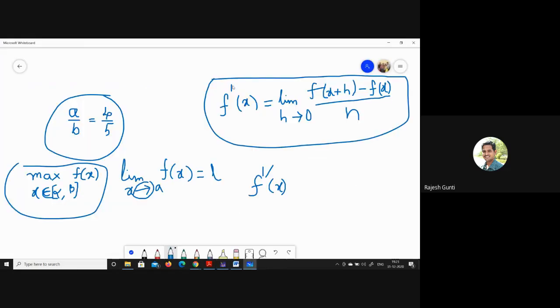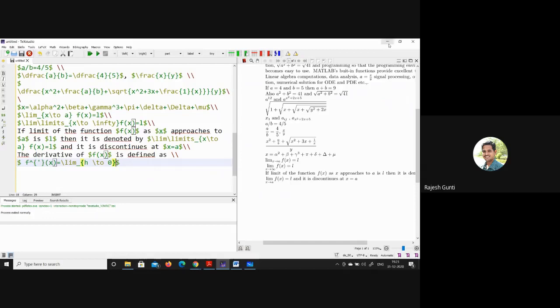I typed up to this one. F dash x is equal to limit h tends to 0. I typed h tends to 0. F of x plus h minus f of x by h. So we have to take dfrac. Okay. F dash x is equal to backslash limit h tends to 0, dfrac f of x plus h minus f of x by h.